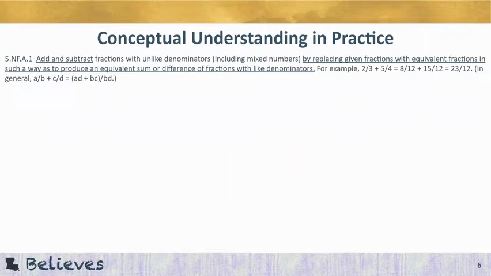Here, we'll examine the development of conceptual understanding for grade 5 students experiencing Module 3 of Eureka Math. This particular module develops understanding of 5.NF.A.1, which is a conceptual understanding standard focusing on adding and subtracting fractions with unlike denominators by replacing the given fractions with equivalent fractions in a way such as to produce an equivalent sum or difference of fractions with like denominators.